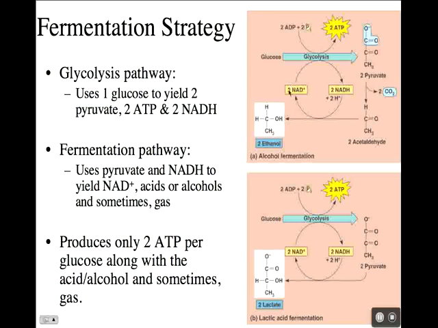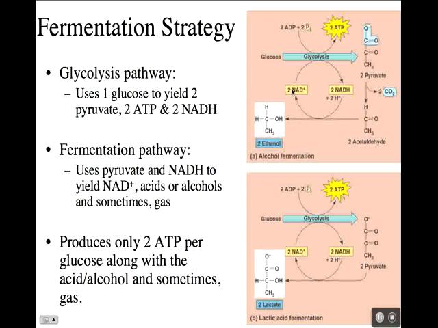Probably this is the most important part of fermentation: it oxidizes NADH back into NAD. If it didn't do that, glycolysis wouldn't continue. Because if you had a buildup of NADH and nowhere for that NADH to go, because remember ETS isn't working here, okay? Eventually glycolysis would stop because there would be too much NADH. So really the important part of fermentation is taking that NADH and oxidizing it back into NAD so glycolysis can continue.